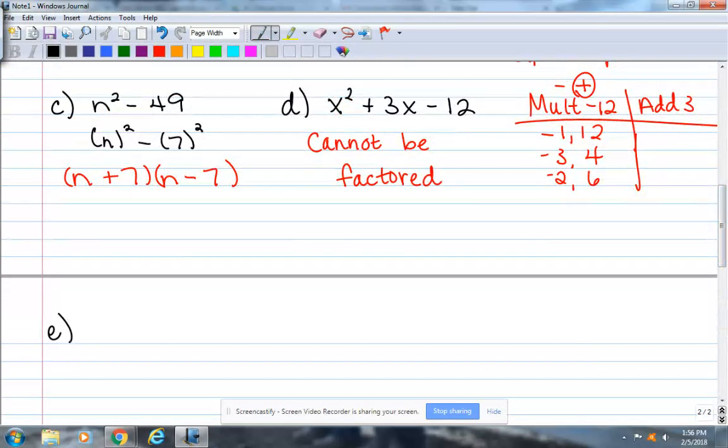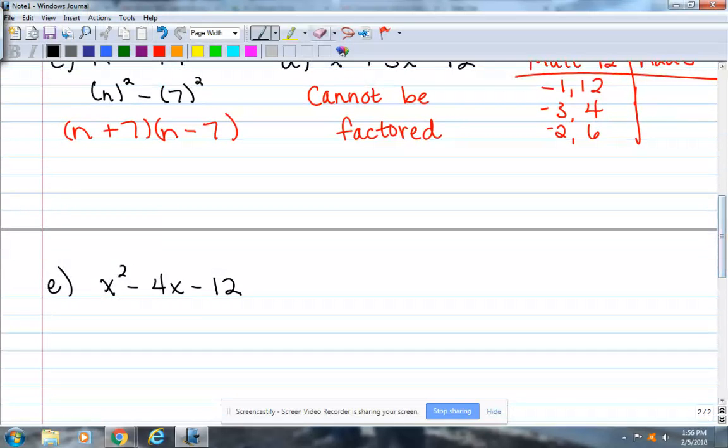That was this one. Now what about this one? What's the GCF? 1. How many times? Make a table. I need 2 things that multiply to get what? 12. And add to get 4.